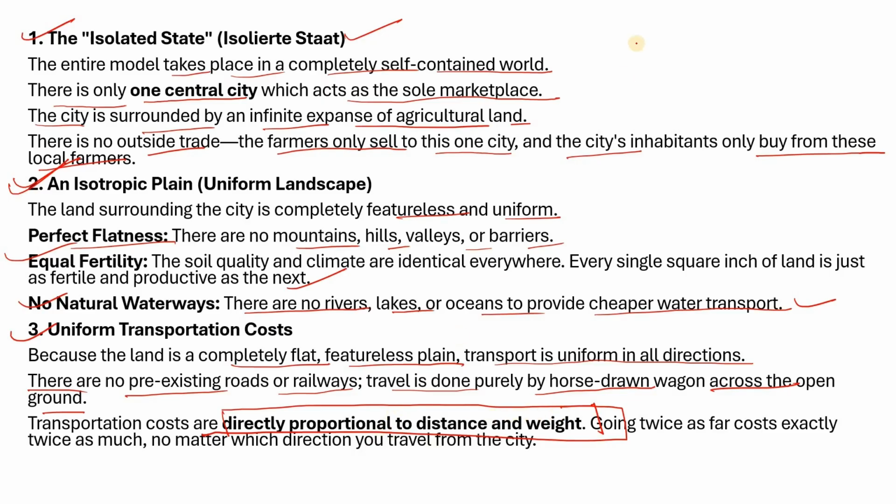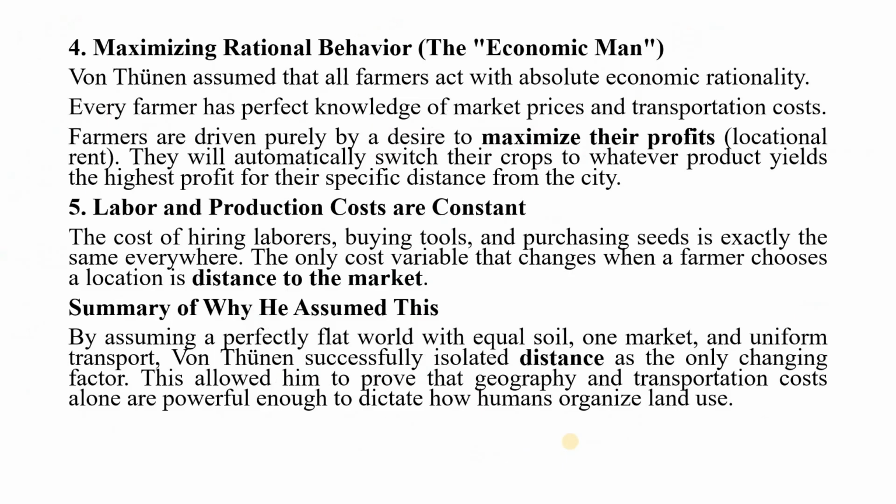What is the meaning of directly proportional? If the distance increases by 2 times, the cost of transportation will also increase by 2 times. You have to keep this in mind. Going twice as far is twice as costly, no matter which direction you travel from the city.